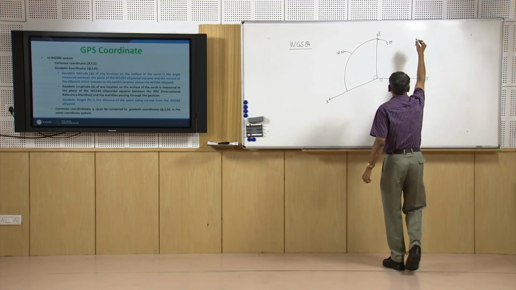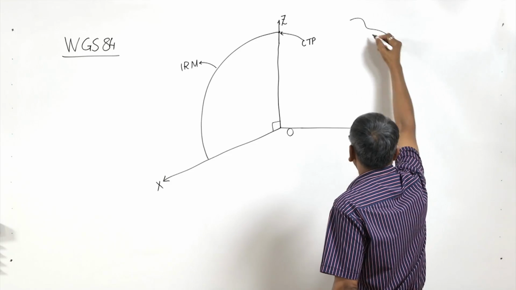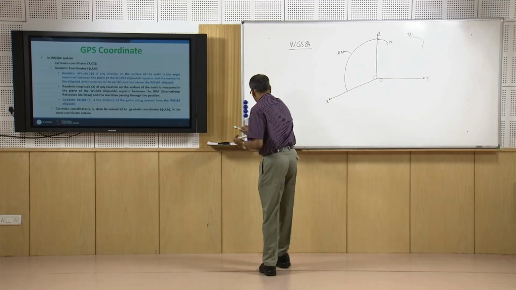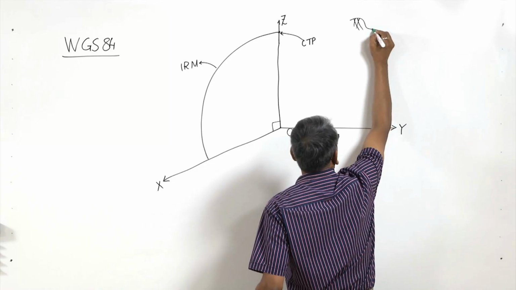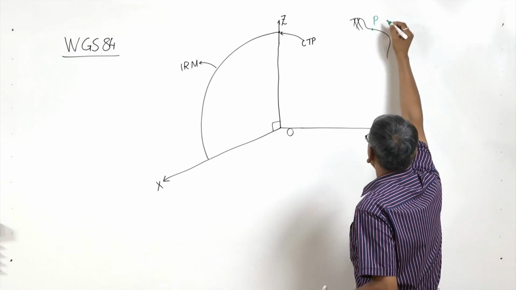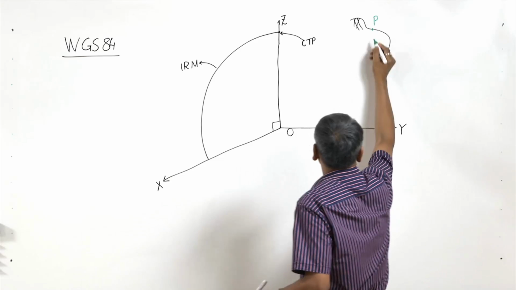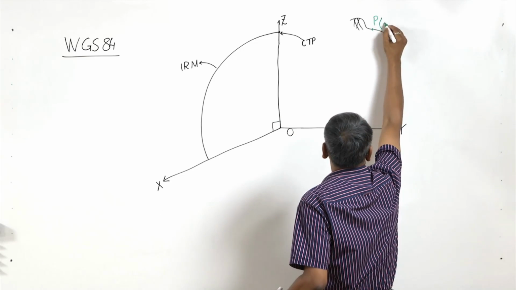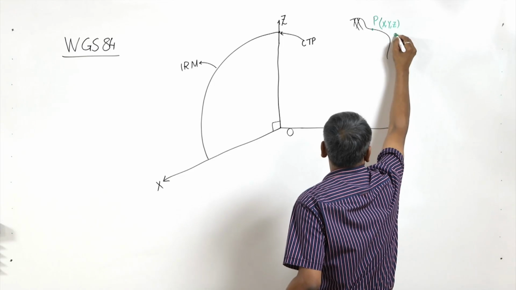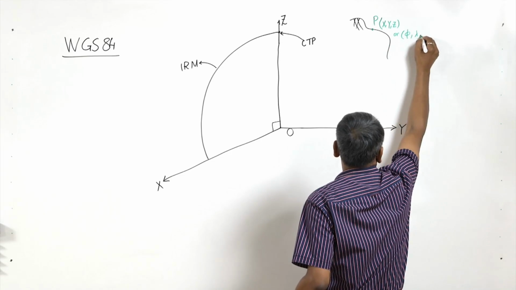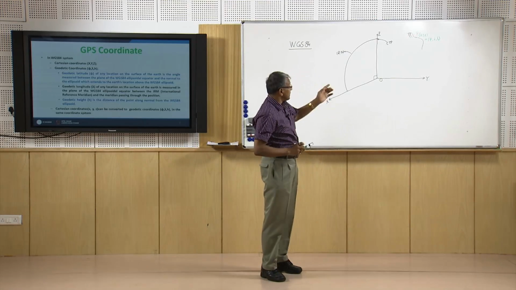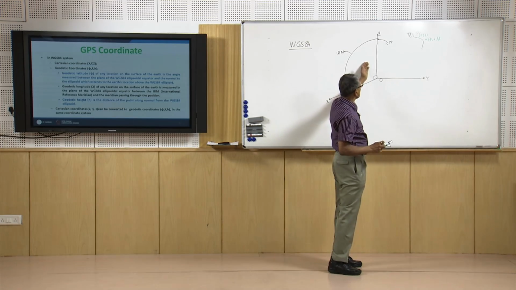Now, if we say this is the earth, and P is a position on the earth, then this point P can be defined by X, Y, Z, or it can be defined by phi, lambda, h. I am going to explain this with respect to our WGS 84 coordinate system.